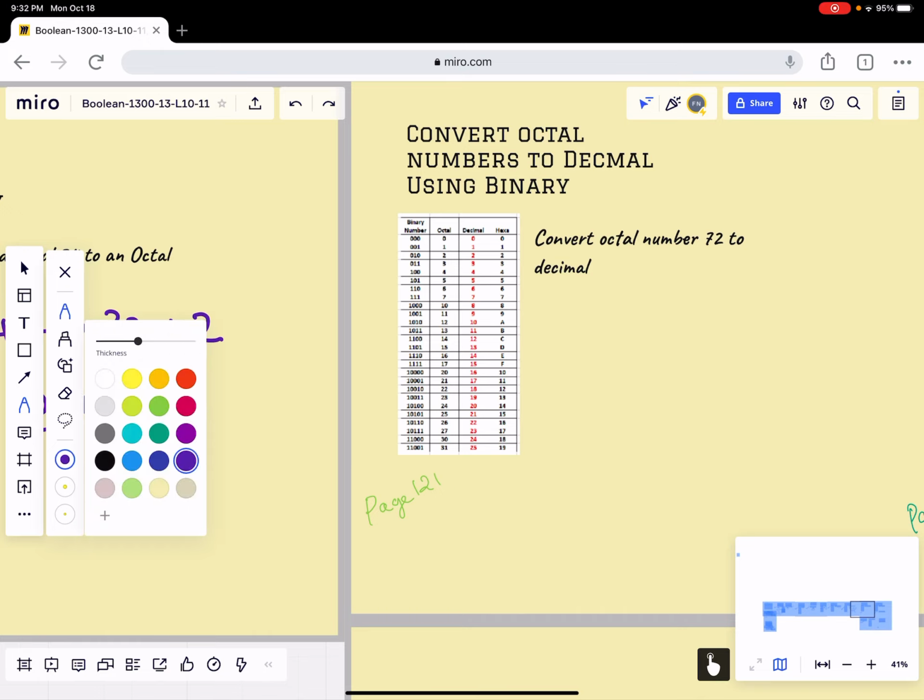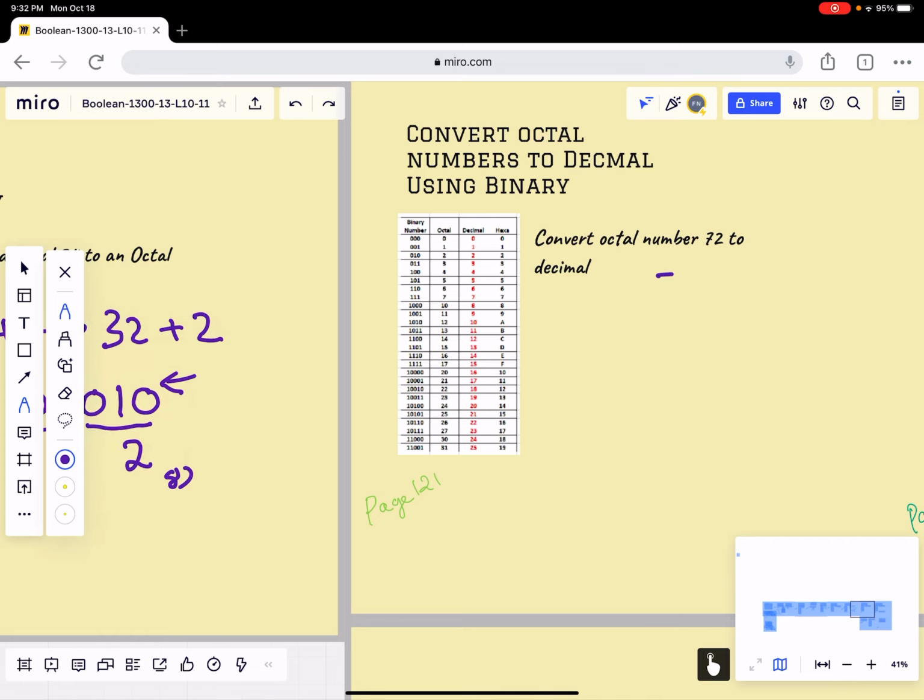Now you want to convert octal numbers to decimal using binary. So you are given number 72 as an octal. So I write out 72, octal number, and you want to convert to decimal by way of using the binary. So 3 digits represent number 7 and 3 digits represent 2. So you got 0, 1, 0 for 2, and 7 is 1, 1, 1. 4 plus 2 plus 1 equals 7.